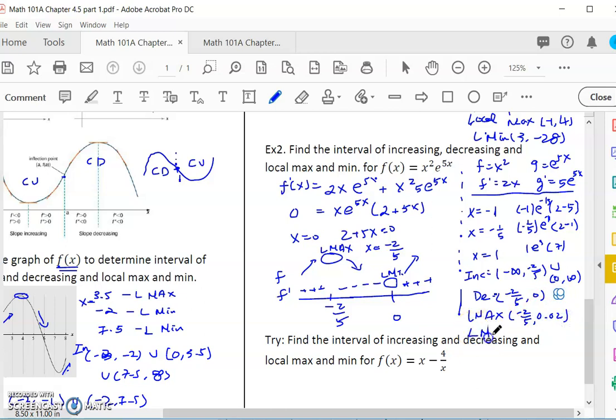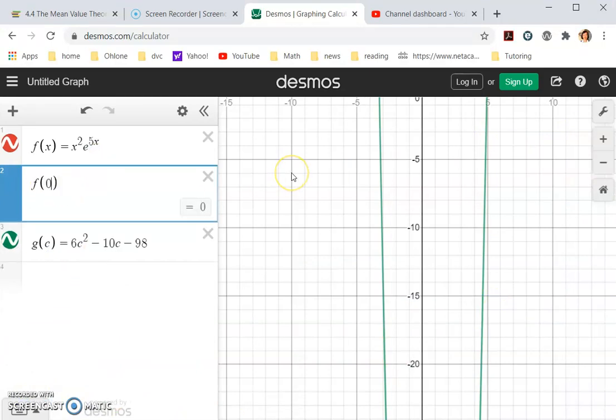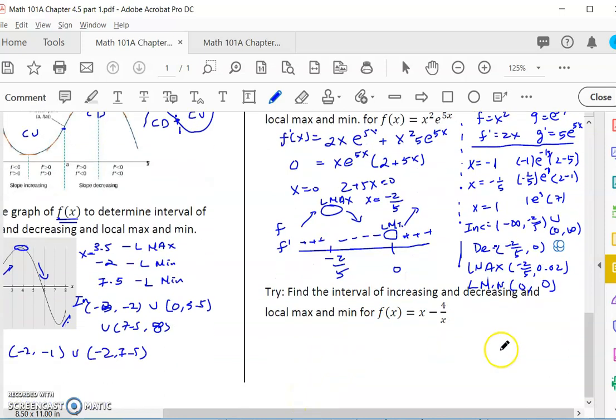The local minimum is 0. So if I do f of 0, what would it be? Oh, well, actually, you multiply that. Of course, it's 0. But that's the local max. So that's how you do it. One more. Oh, this one we will do in class.